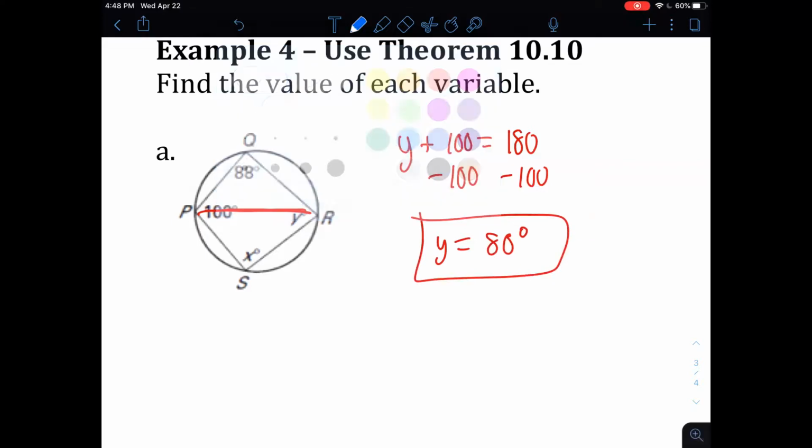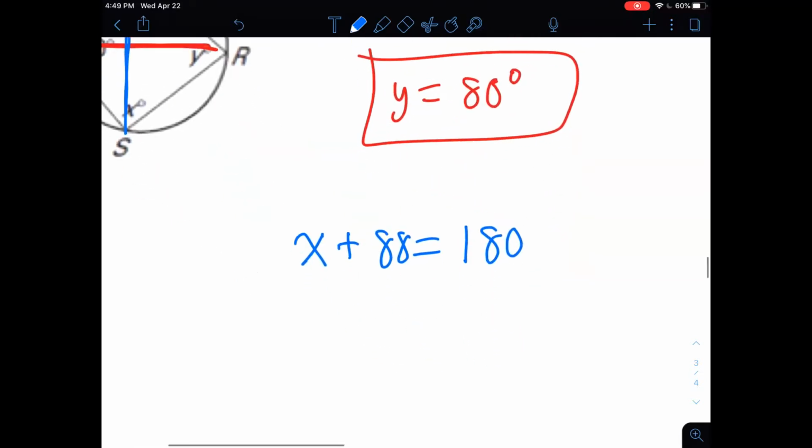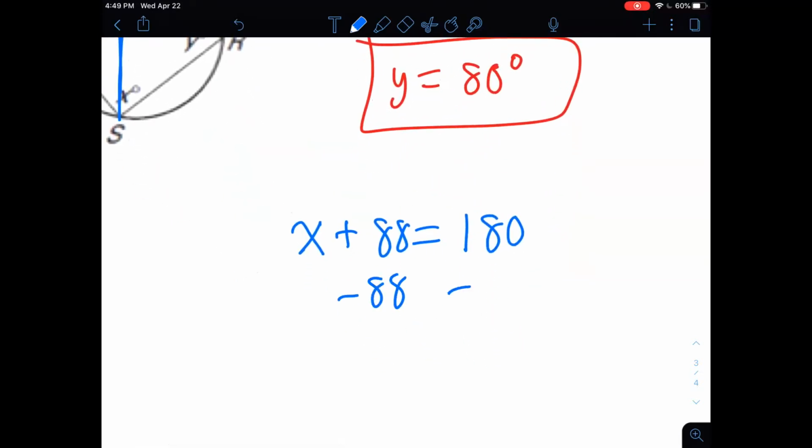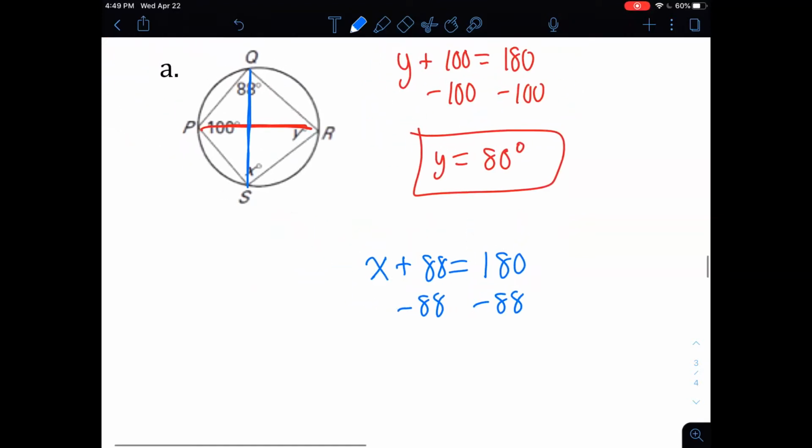And then, what about these next two right here? These are also going to be supplementary because they're opposite. I keep goofing that up. I hope I'm not messing you guys up too badly here. x plus 88 is going to equal what if they're supplementary? 180 degrees minus 88. And we're going to get, for an answer, x equals 92 degrees.